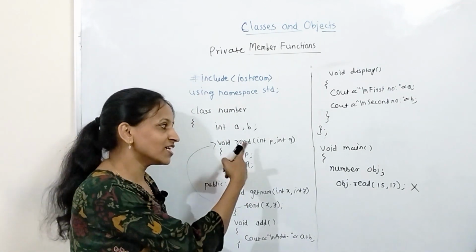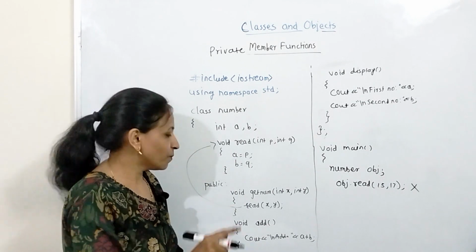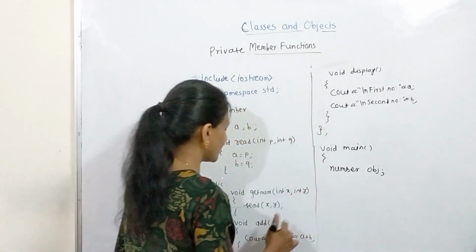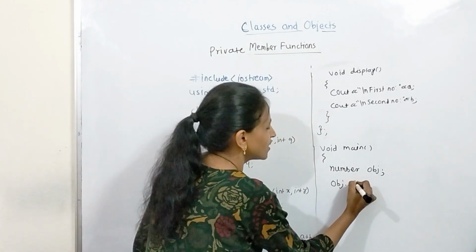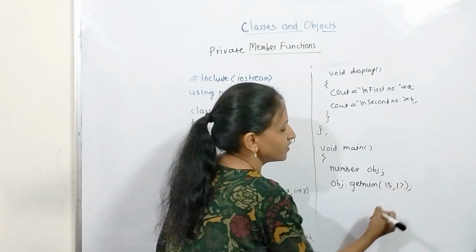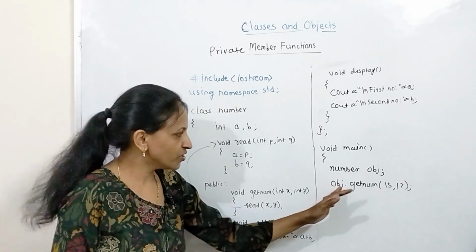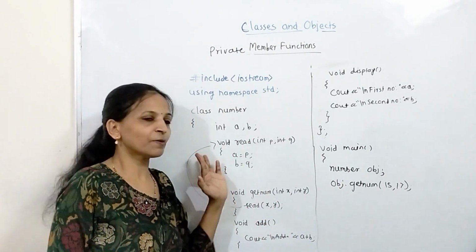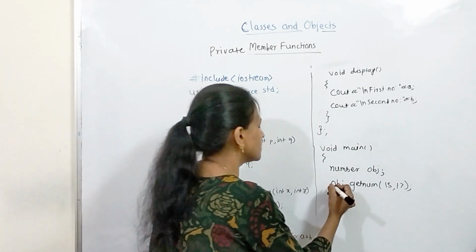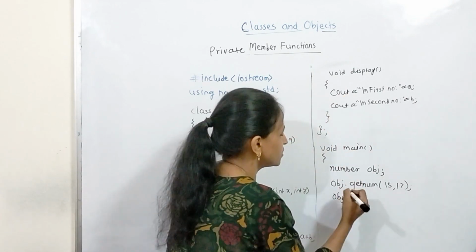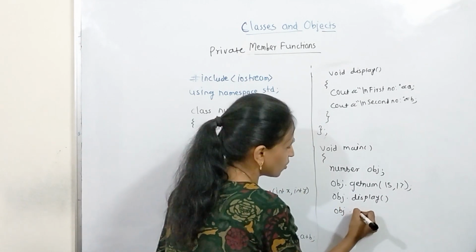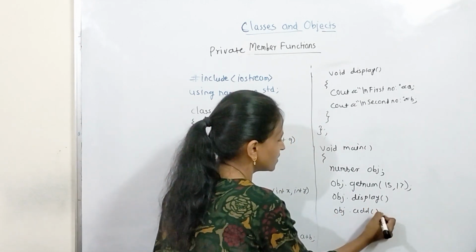But you can call that function indirectly with the help of this public member function getnum. Instead of this we have to write obj dot getnum, and here we can pass values like 15 and 17. Actually we are calling that read function, but through this public member function. Now it is perfectly valid and simple. Then we will display those two numbers using the display function. We will call display here, and the next one is obj dot add. Here you will get the addition of those two numbers displayed.